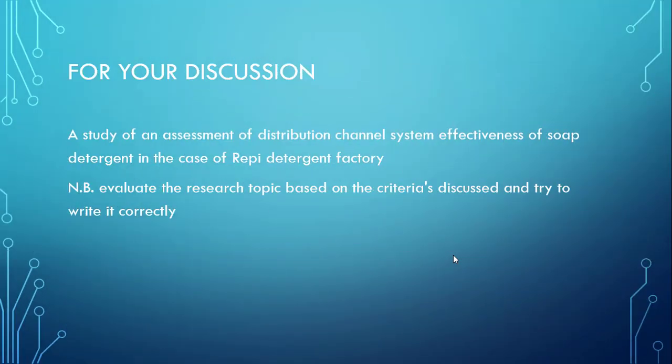All right, so for discussion, there's one research topic that I came across in the department, submitted in the department three years ago actually, and it says a study of an assessment of distribution channel system effectiveness of soap detergent in the case of Rep-E detergent factory. Can you evaluate this research topic or research title based on the criteria that we have been discussing so far and come up with a good title that fits the criteria? Okay, so you can discuss these issues and forward it to the inbox, and we can discuss it.